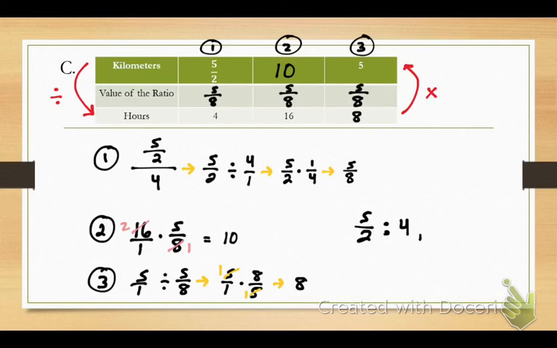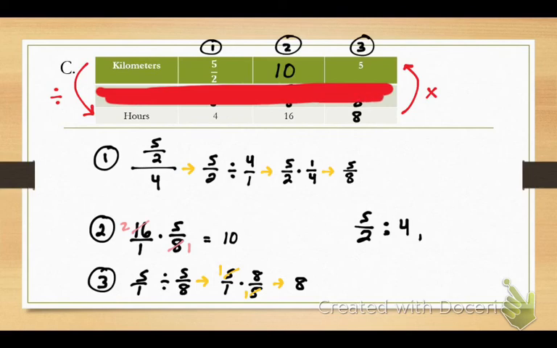Jace, what is the next comparison on the second one right here? Okay, now here's the deal. Remember what I said before. The value of the ratio was a missing link, but when we're writing these equivalent fractions, we're pretending it's not there. You're comparing kilometers to hours. 10 to 16, very good.